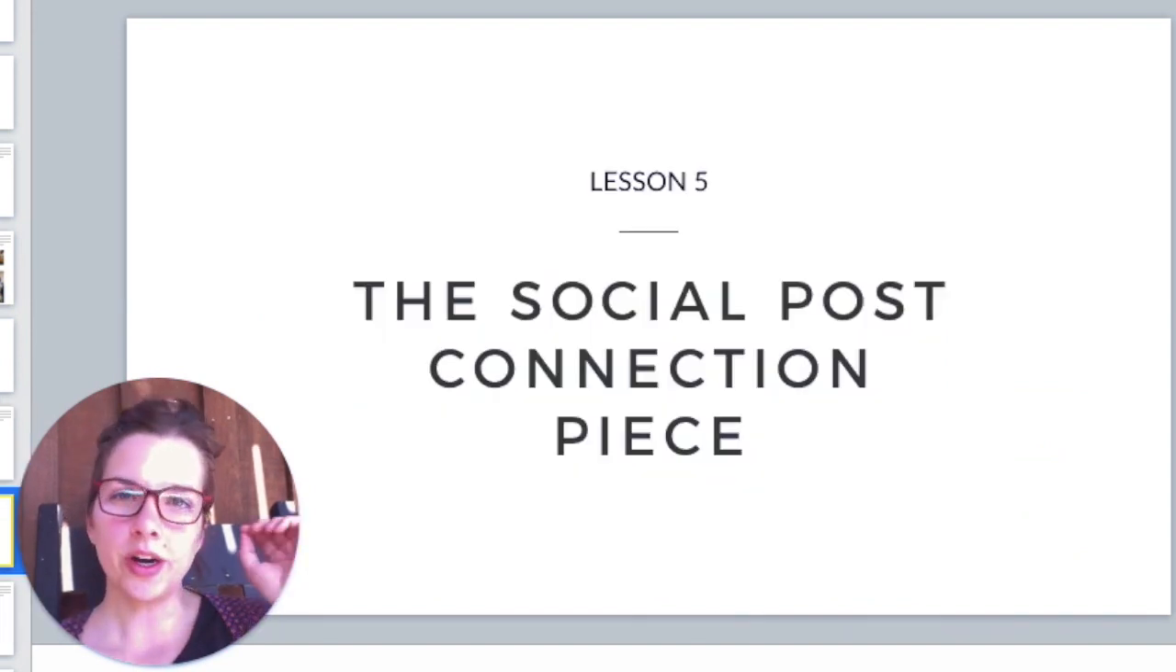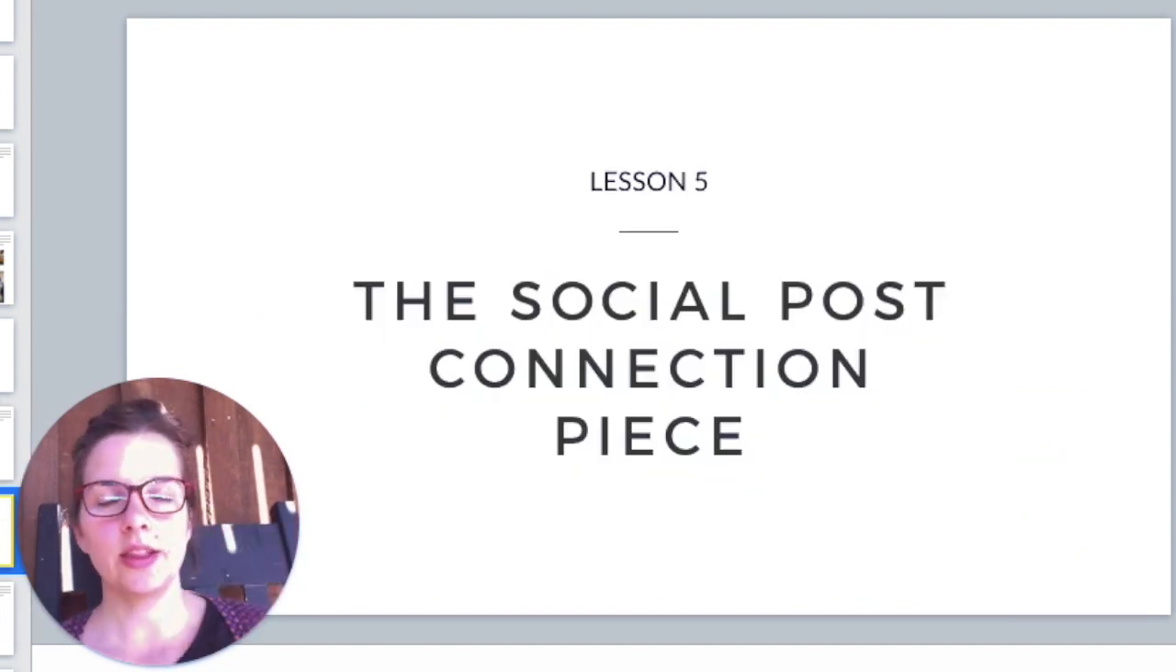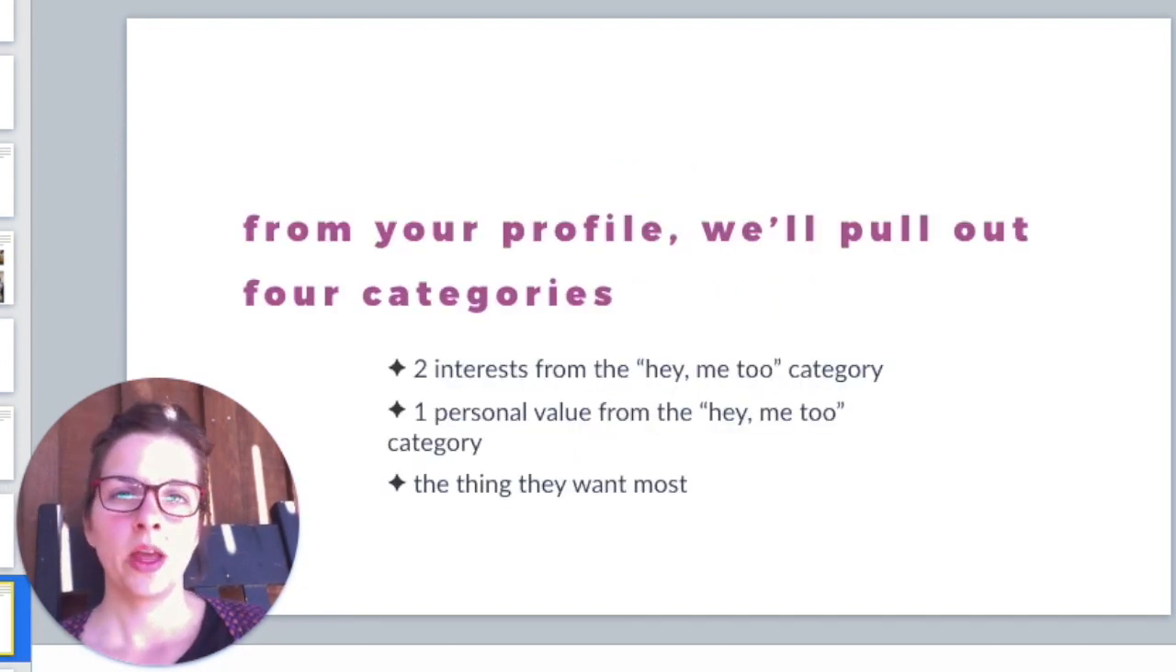The first part of this is the connection piece. So we are going to talk about two different pieces. One is connection and one is engagement. We'll talk about the connection first. From your profile, we're going to pull out 4 different categories that we're going to be talking about. 2 are interests from the Hey Me Too category. 1 is a personal value from the Hey Me Too category, and also the thing they want most.